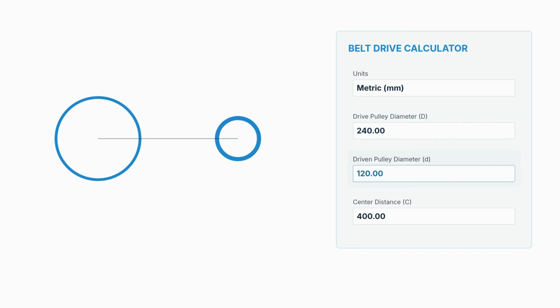Enter the drive pulley diameter D1, the driven pulley diameter D2, and the center distance C between the pulleys. Then input your drive speed in RPM and the power you need to transmit.